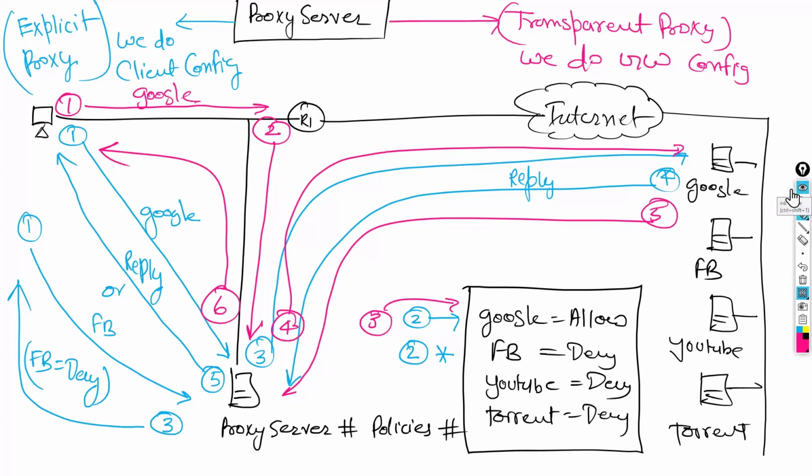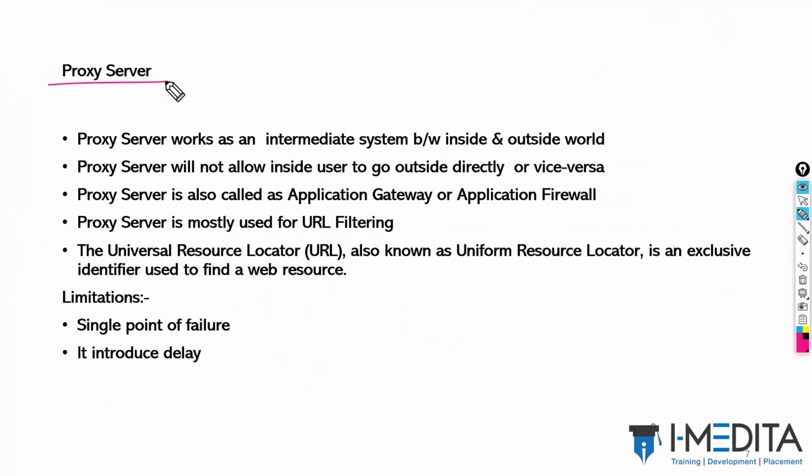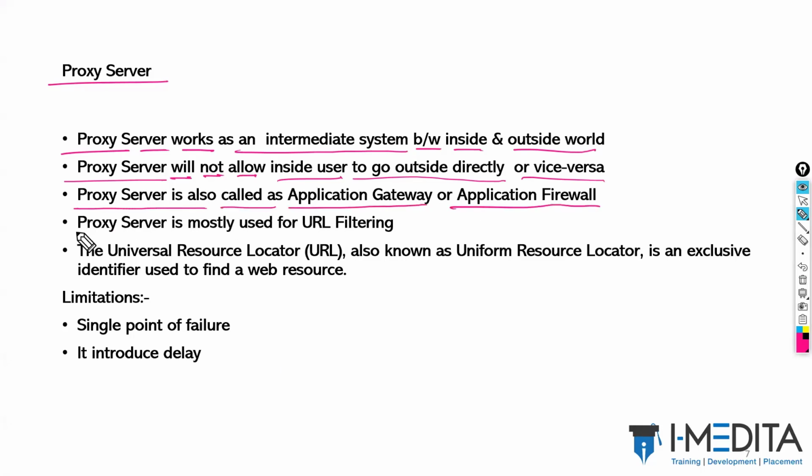Same thing, whatever I have drawn here, same thing is mentioned here, that proxy server works as an intermediate system between inside and outside world. Proxy server will not allow inside user to go outside directly or vice versa. Proxy server is also called application gateway or application firewall. Proxy server is mostly used for URL filtering. URL stands for Universal Resource Locator, or also known as Uniform Resource Locator.